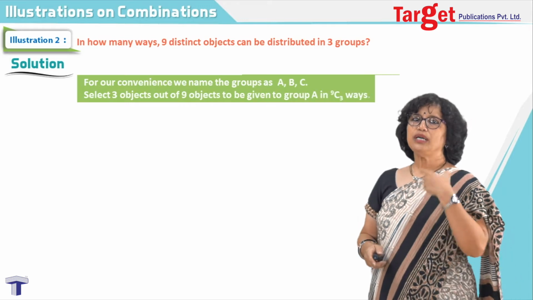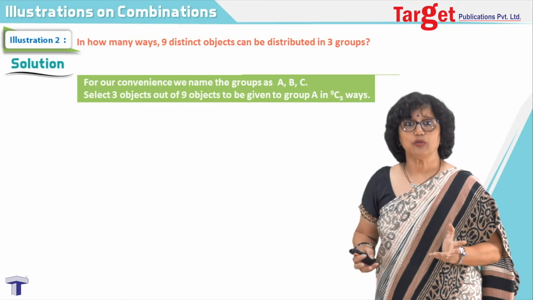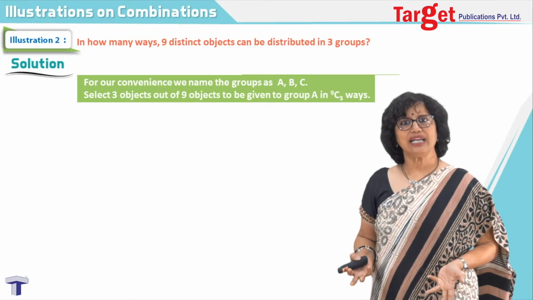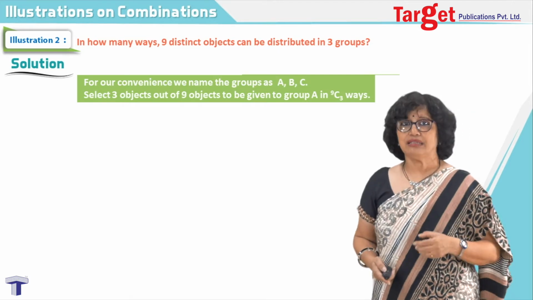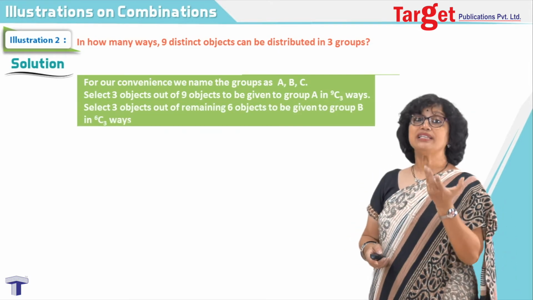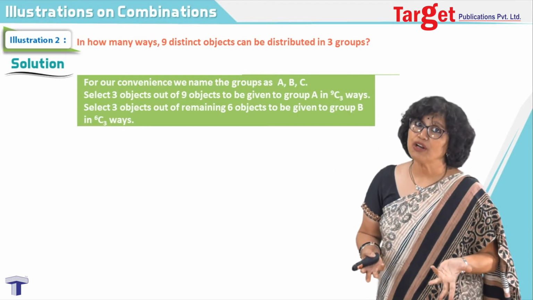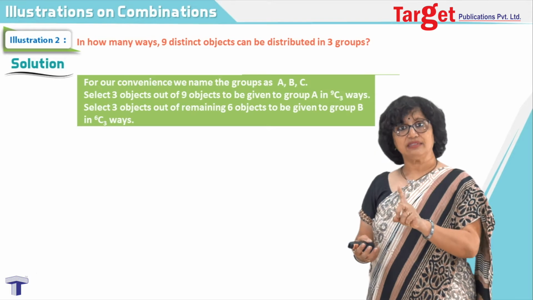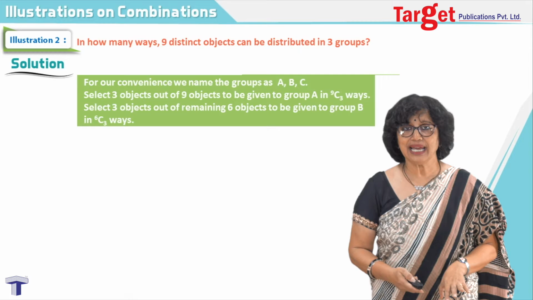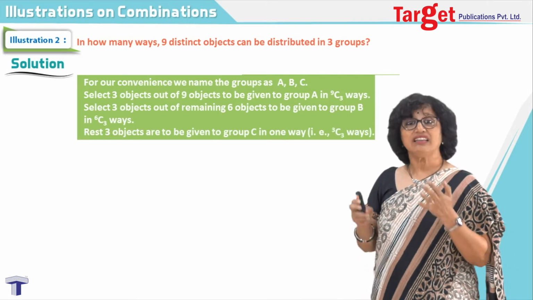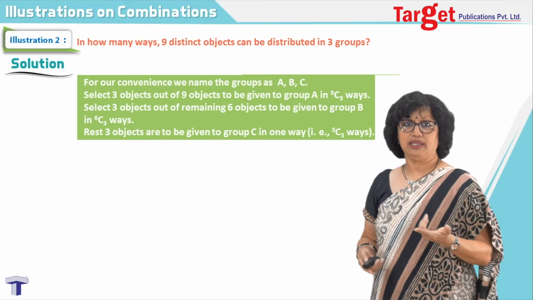And what happens now? We have to give, say, 3 objects to group A out of 9 objects. In how many ways can you do it? 9C3. You just select 3 and give it to A, right? So it can be done in 9C3 ways. Similarly, now I have to select 3 objects for group B. So how many objects are left out now? 6. So 6C3 ways you can select 3 objects which are to be given to group B, right? Now remaining 3 objects only, and all 3 must go to group C. So that can be done in 3C3, or in one way only, right?